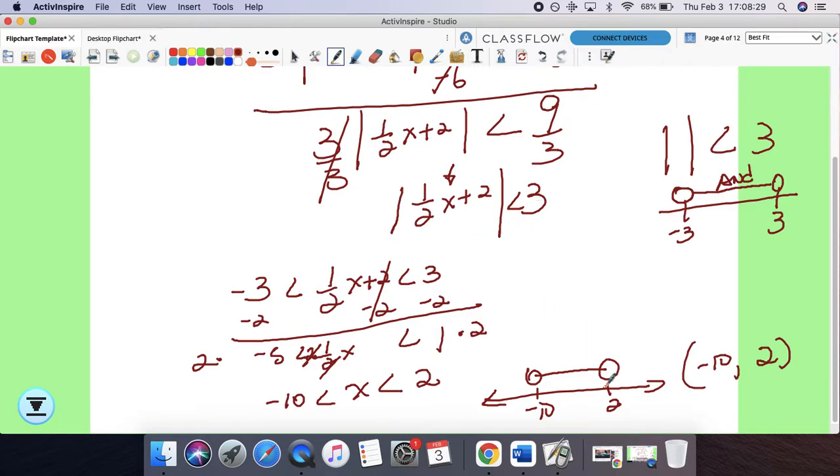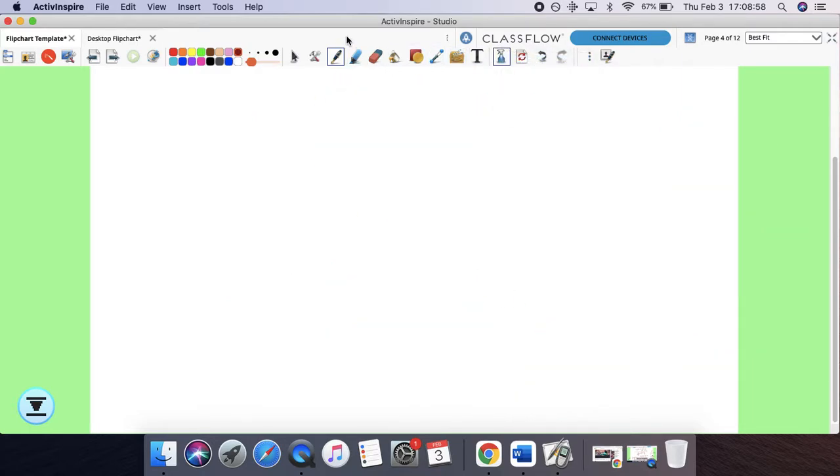It works. Let's try 1, which is over here. Let's try 1. Half times 1 is 0.5. 0.5 plus 2 is 2.5. Absolute value of 2.5 is 2.5, which is less than 3. So values of x can be anywhere from -10 to 2.